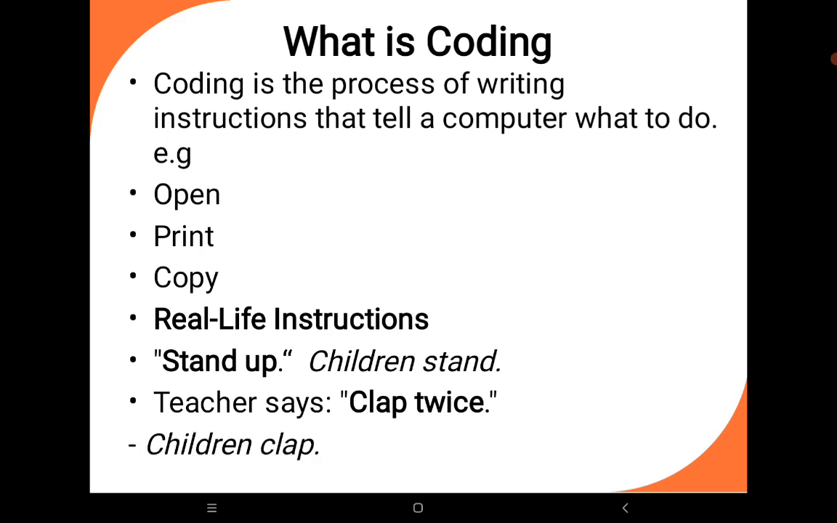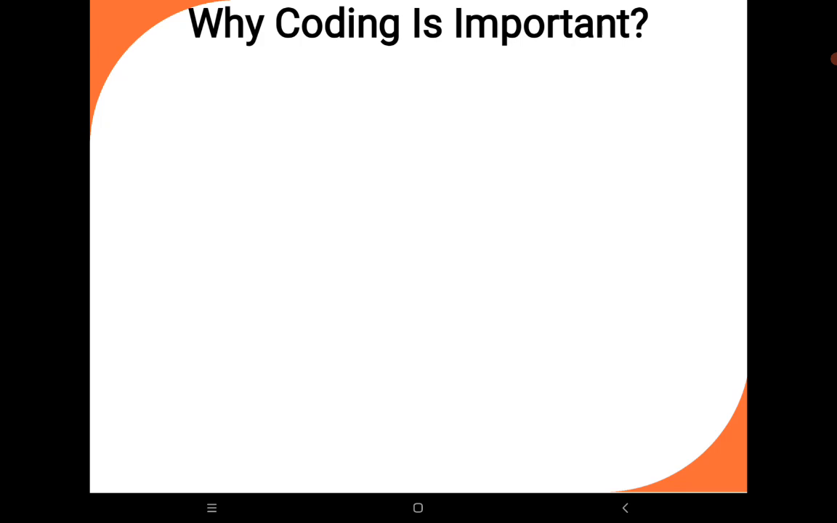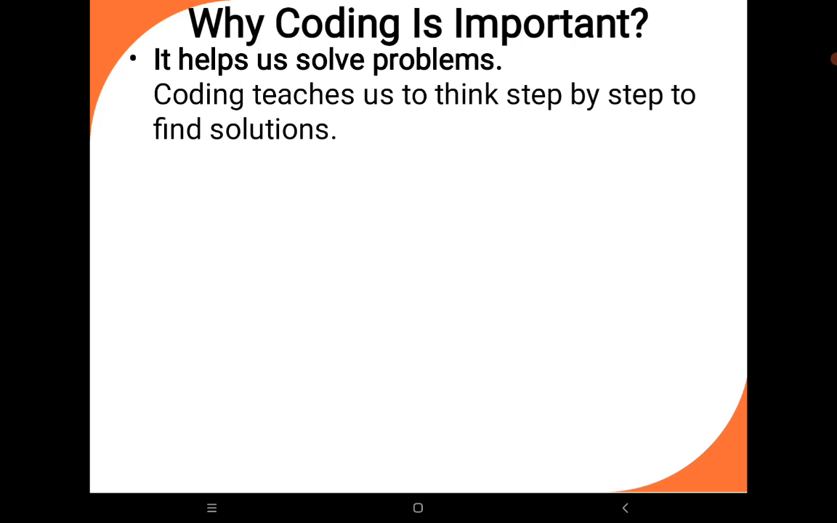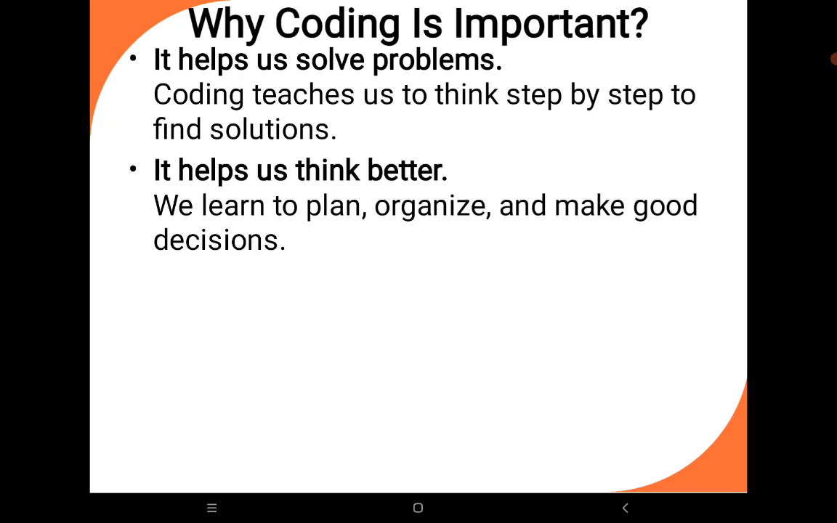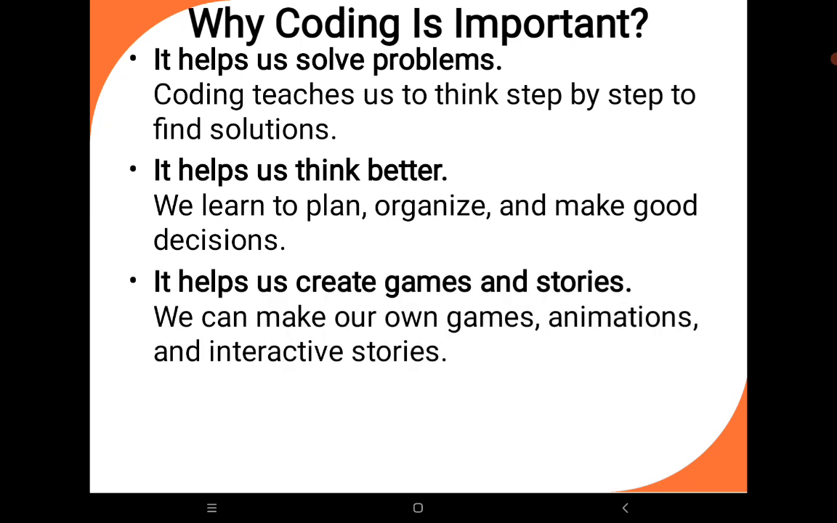Why is coding important? Coding is very important because it helps us solve problems. Coding teaches us to think step by step to find a solution to a problem. Another reason is it helps us think better. We learn to plan, we learn to organize, and we learn to make good decisions. It helps us create games and stories. All this makes coding very important.